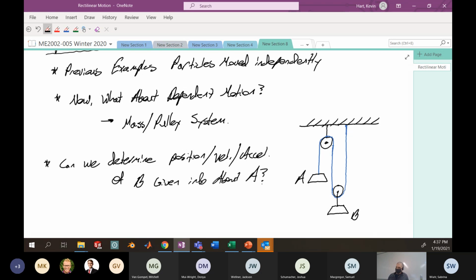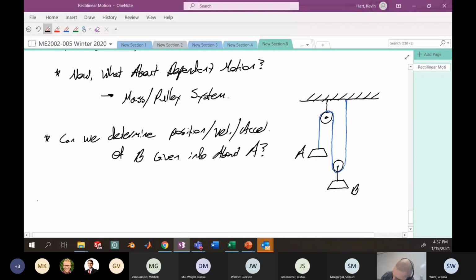Well, the method here, when you're looking at these mass pulley systems, is the following. You want to set yourself some datum, and usually it's easiest to define either the ceiling as the datum or maybe one of the pulleys as the datum.